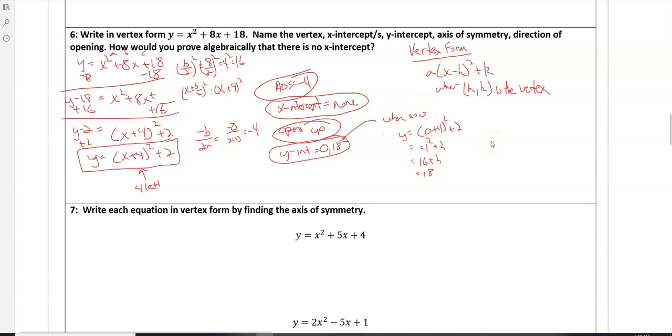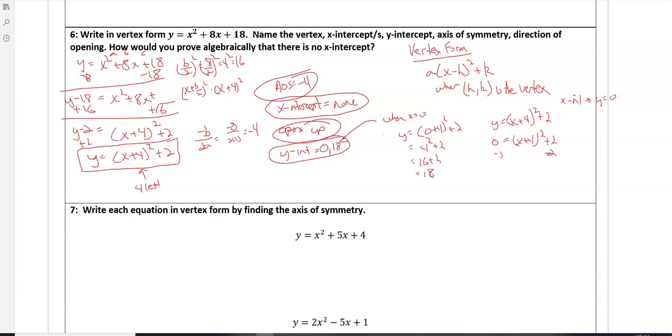And they also want us to prove algebraically that there is no x-intercept. Let me show you how to do that. Let's bring this equation over here. y equals x plus 4 squared plus 2. And to find the x-intercept, you set y equal to 0, right? So 0 equals x plus 4 squared plus 2.